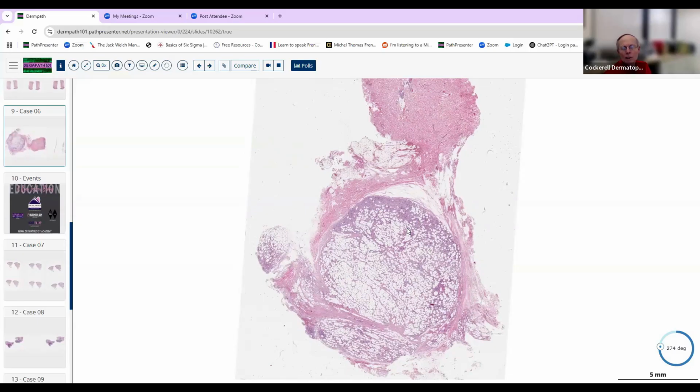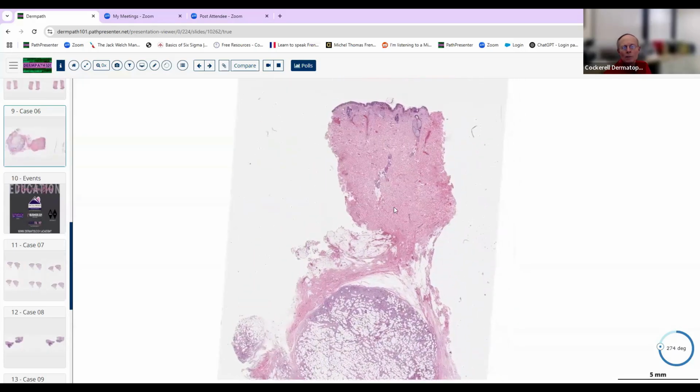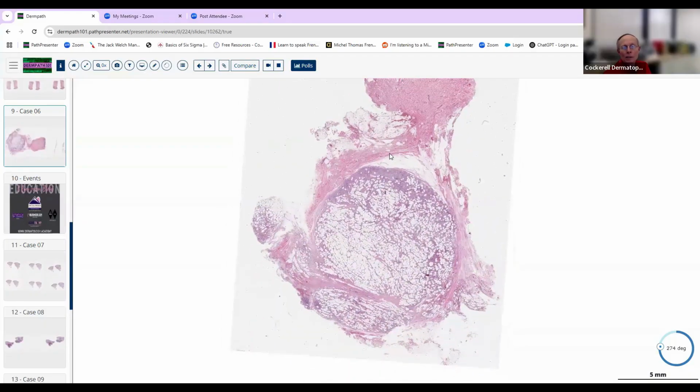So we're not going to be able to get this with a shave biopsy. Even a punch biopsy might not really be adequate here. So we're going to probably have to do an incisional biopsy. And that's what they did here. They might have just gone ahead and tried to excise the whole thing. Looks like they pretty much did that.